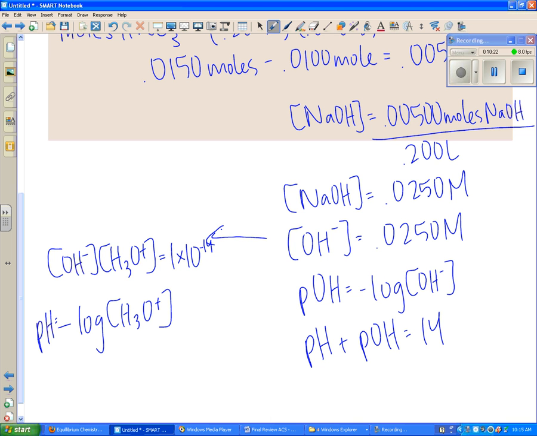So either way that you go about doing this, you're going to come up with the same value for the pH. You decide which way you prefer, and go ahead and finish solving.